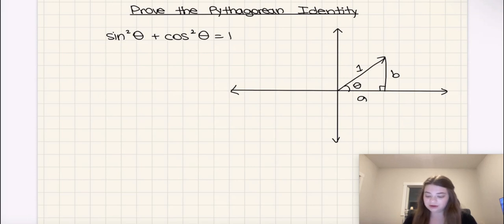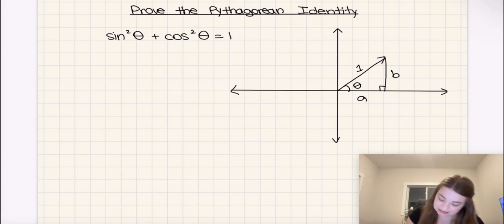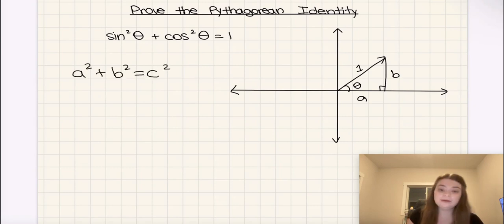where I've made the hypotenuse equal to 1 and the side lengths equal to a and b respectively. Now, we know that the Pythagorean theorem in general states that a squared plus b squared is equal to c squared, where a and b are the legs of the triangle and c is the hypotenuse of the triangle. Now, in this case, c squared, which is also our radius here, would be equal to 1.